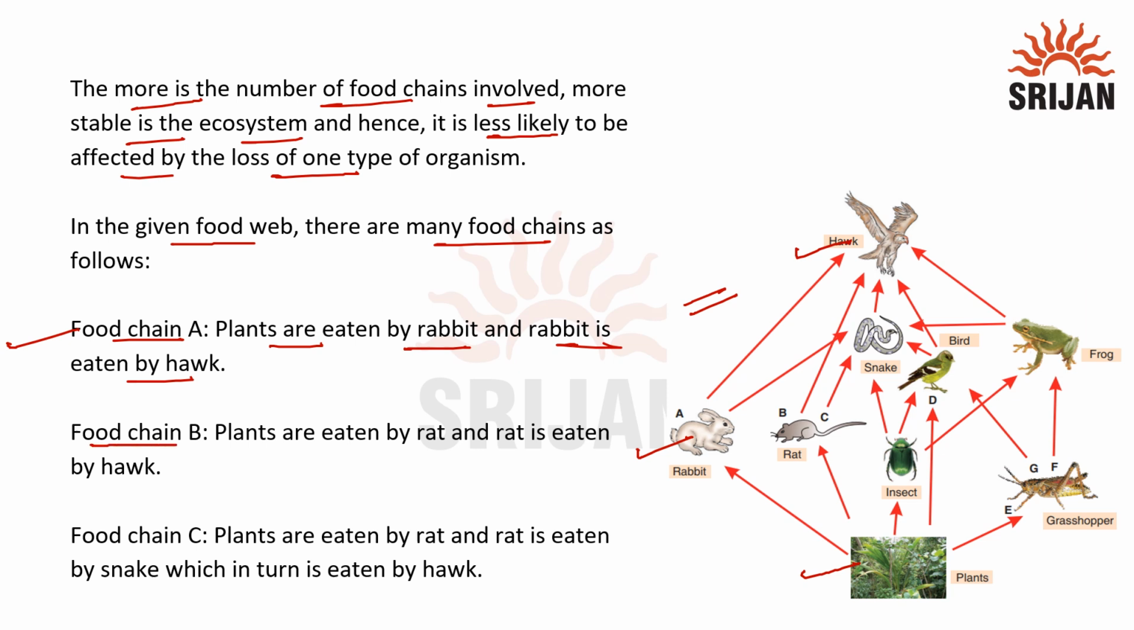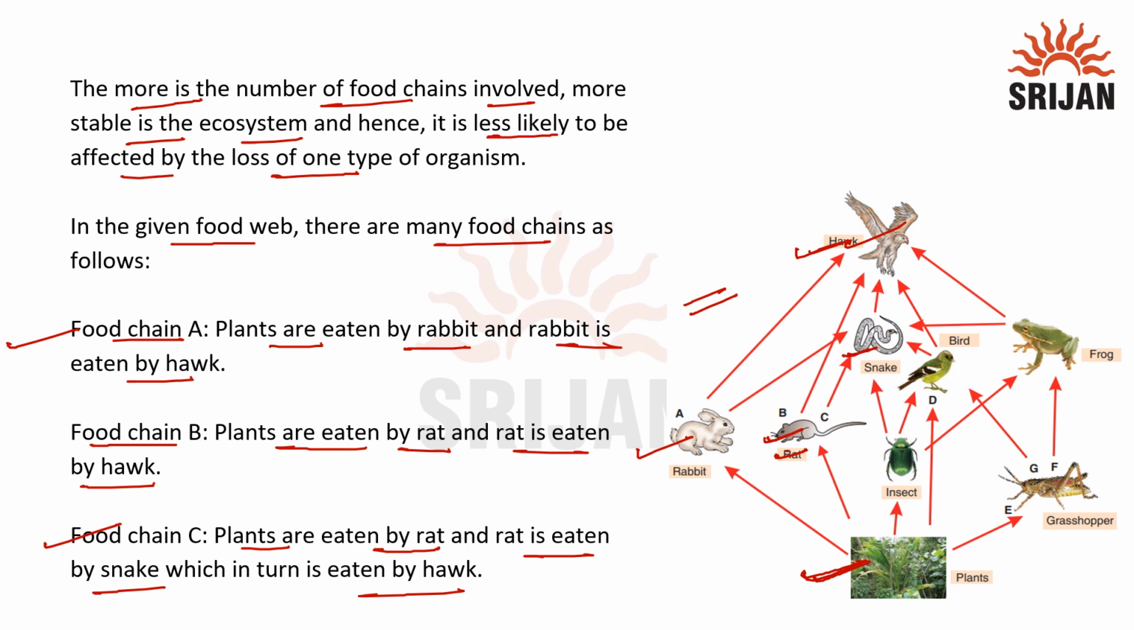Food chain B: plant eaten by rat and rat is eaten by hawk. Again over here we can see plant eaten by rat and rat eaten by hawk. Then we have food chain C: plant eaten by rat and rat is eaten by snake, which is in turn eaten by hawk. We can observe food chain C, plant eaten by rat, rat eaten by snake, and snake eaten by hawk.